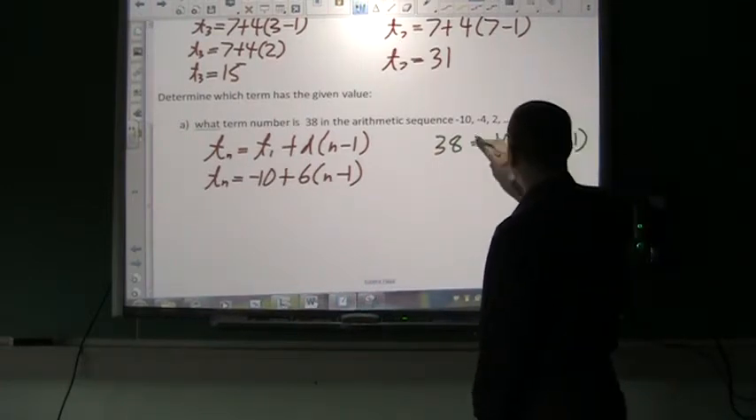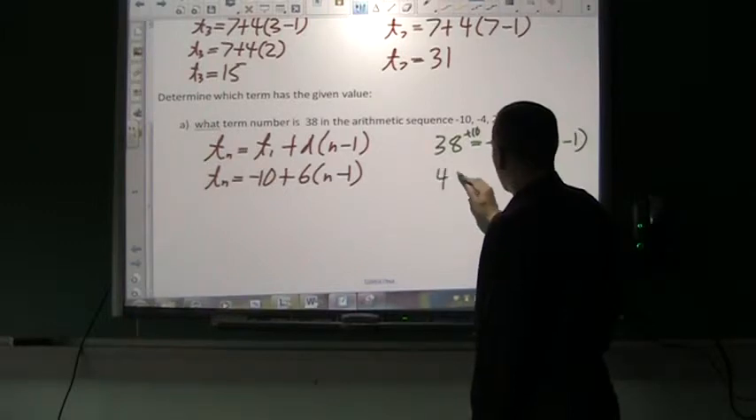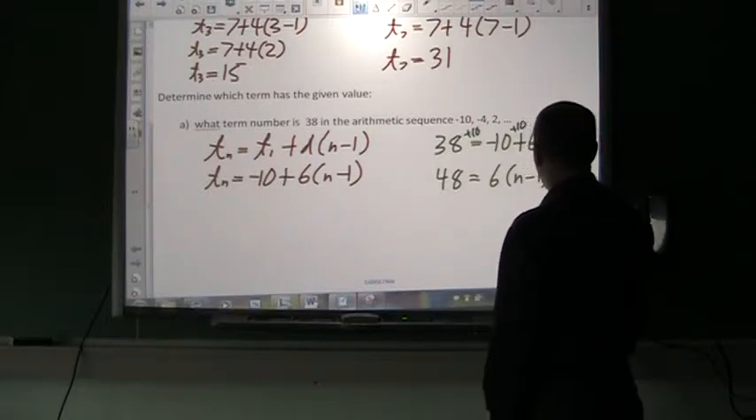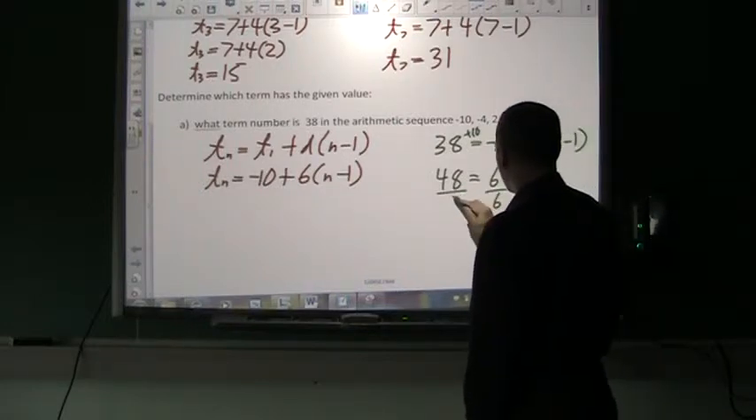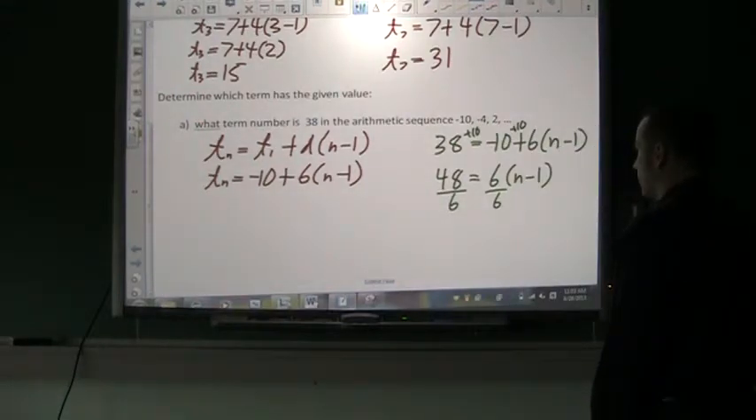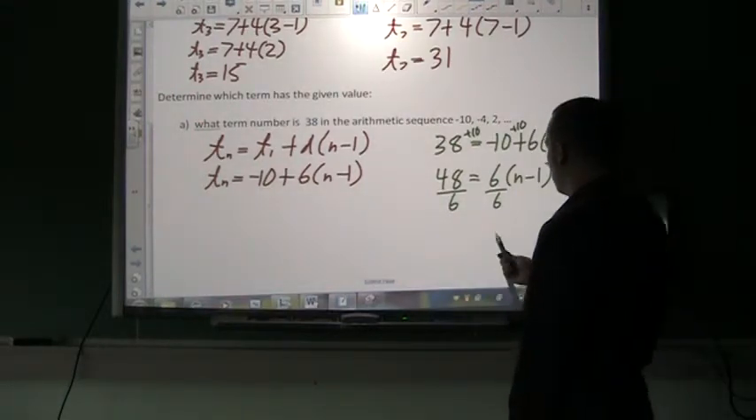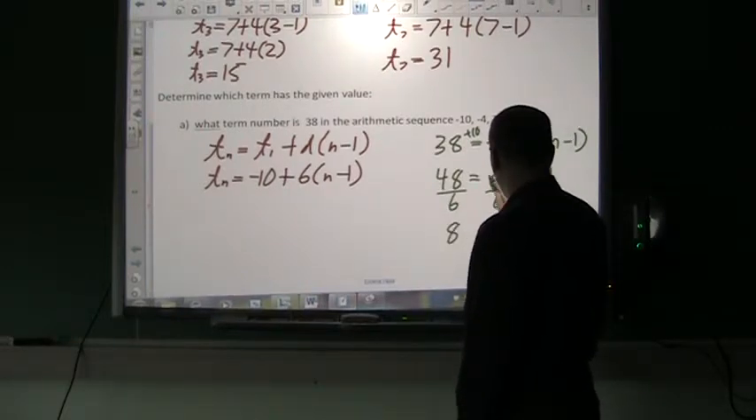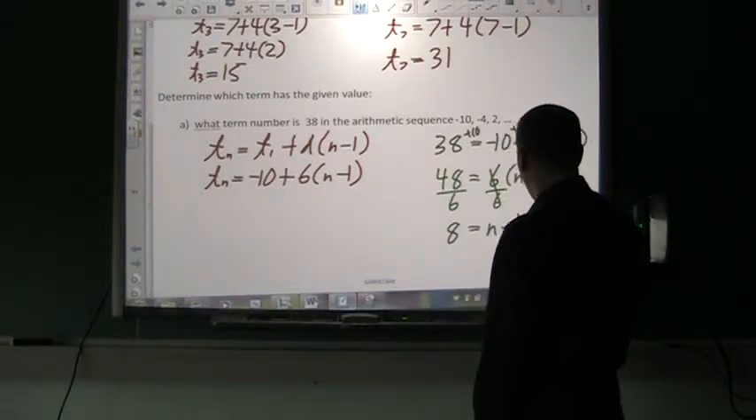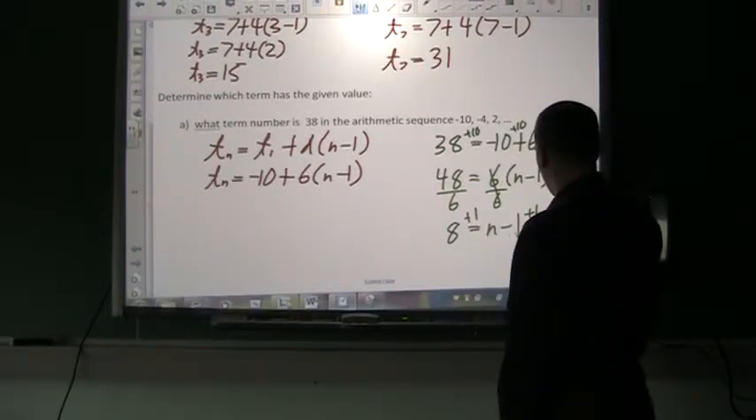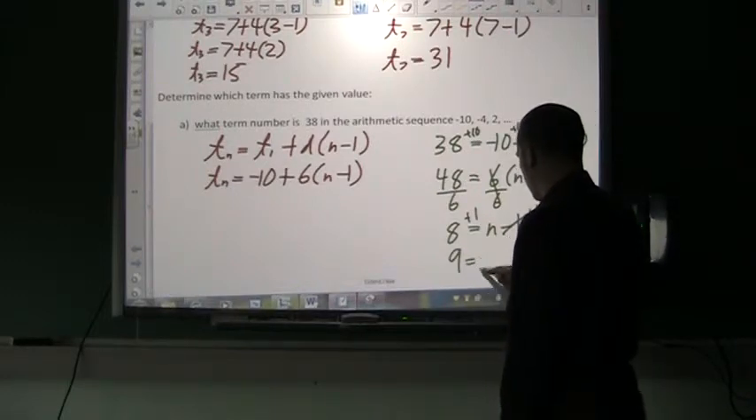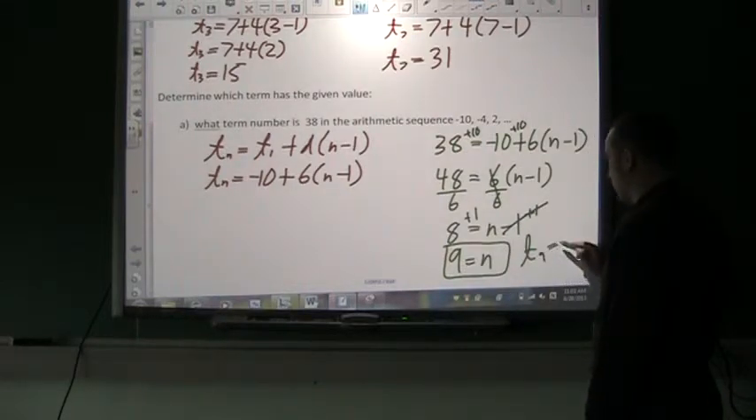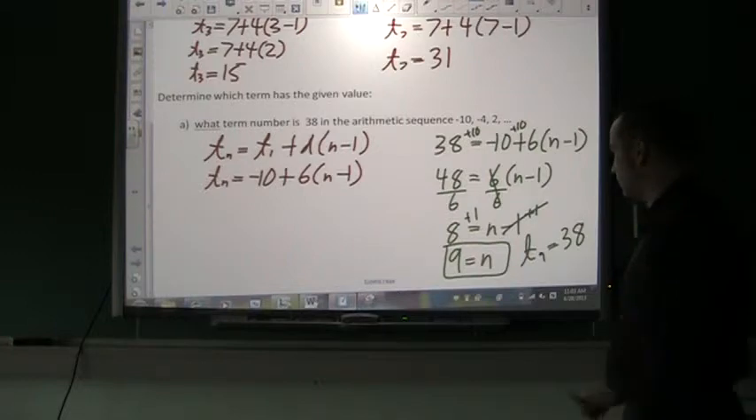So add 10 to both sides. I get 48 is equal to 6 onto n minus 1. Divide both sides by 6. And then I will get that is 36, 42, 48, 8 equals n minus 1. Add 1 to both sides. And I get 9 is equal to n. So it was the 9th term. T9 is equal to 38.